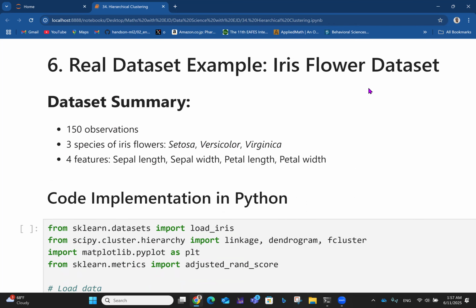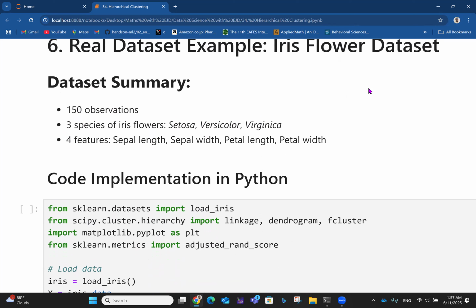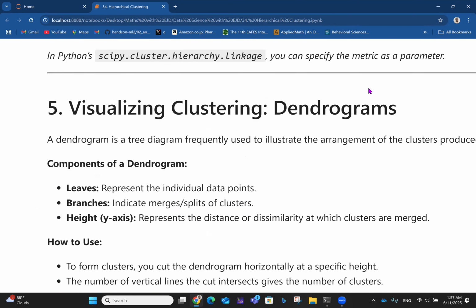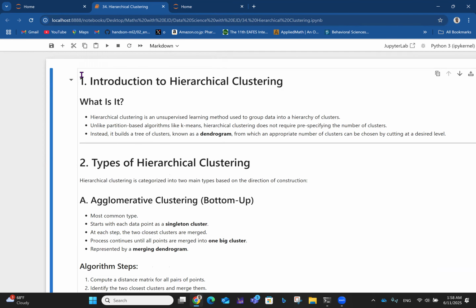Now, working with a real data set, we've worked a lot with the iris flower data set, and the summary of that data set is this. We have 150 observations, grouped into three species of iris flower: setosa, versicolor, and virginica. And there are four features measured: sepal length, sepal width, petal length, and petal width. So let's talk about the code implementation in that situation. First, let me show line numbers.